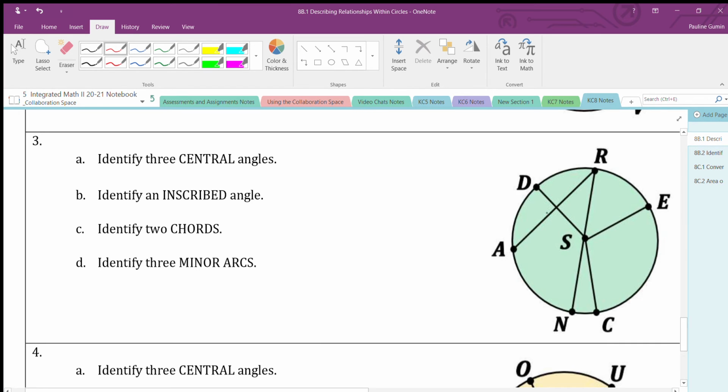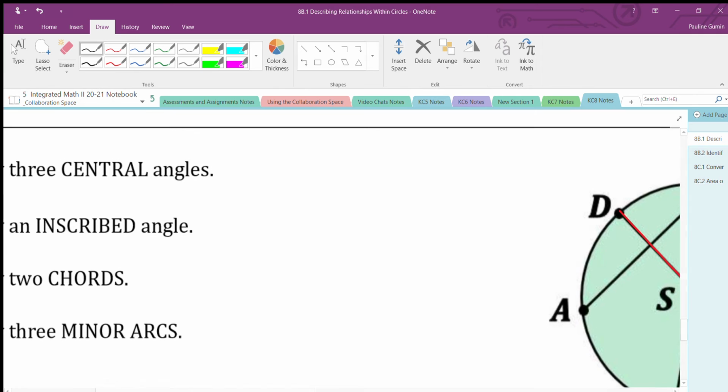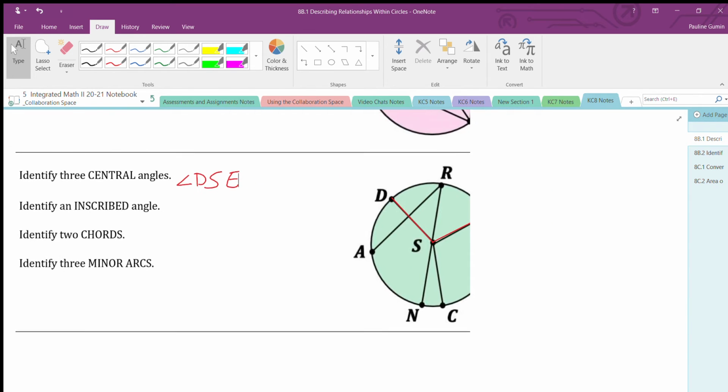Okay, so the center is S, so let's create some angles. D, S, E. That's a good one. D, S, E. I want to draw a new line. There we go. D, S, E. That's a good one. Let's write that down. I'll use the same color. Angle DSE. All right. That's one.